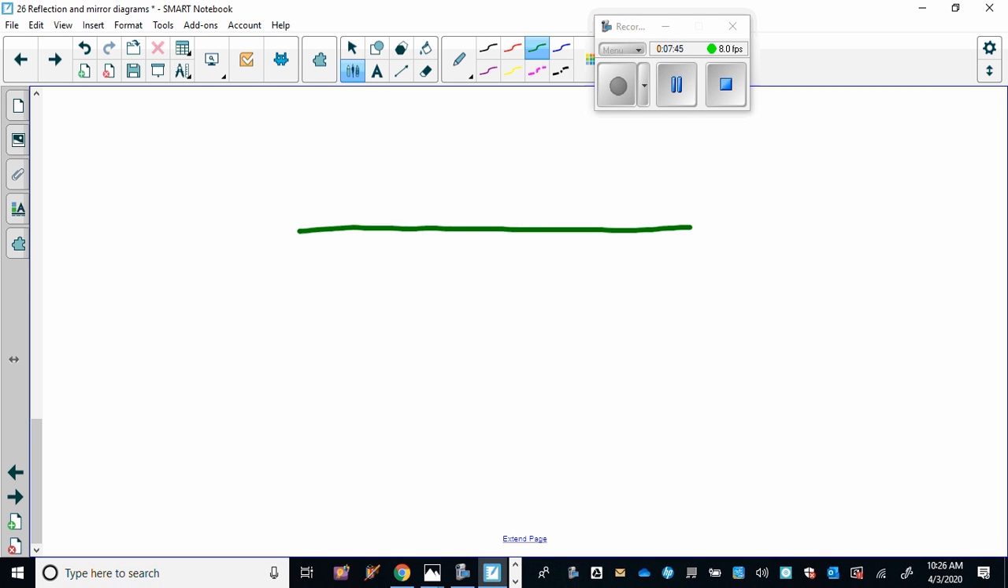So here's a principal axis. Here is a concave mirror. Let's say the center is right there, and let's put the focal point halfway in between, right there. The first one we're going to do, we're going to put an object between the center and the focal point. So there's my object. My goal here is to find out what the image will look like if I have an object in between the center and the focal point of a concave mirror. And there are three rules.